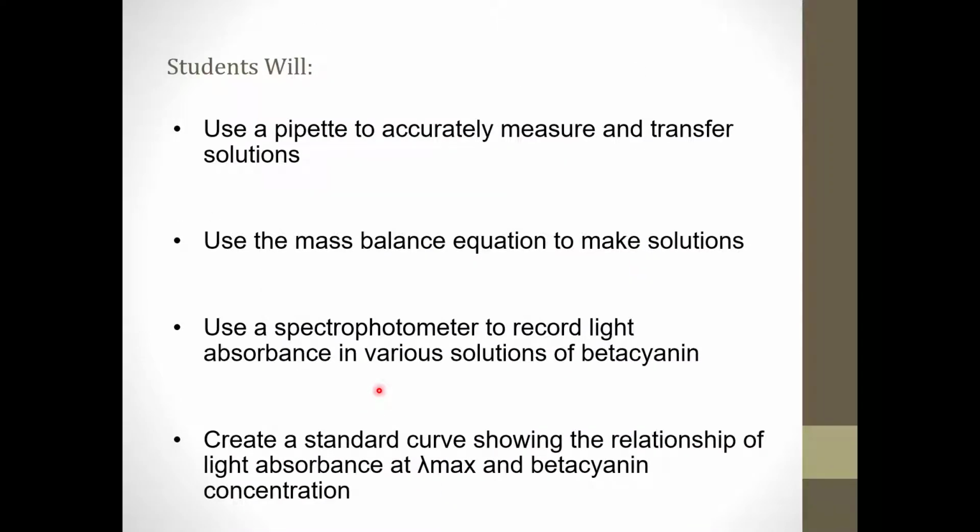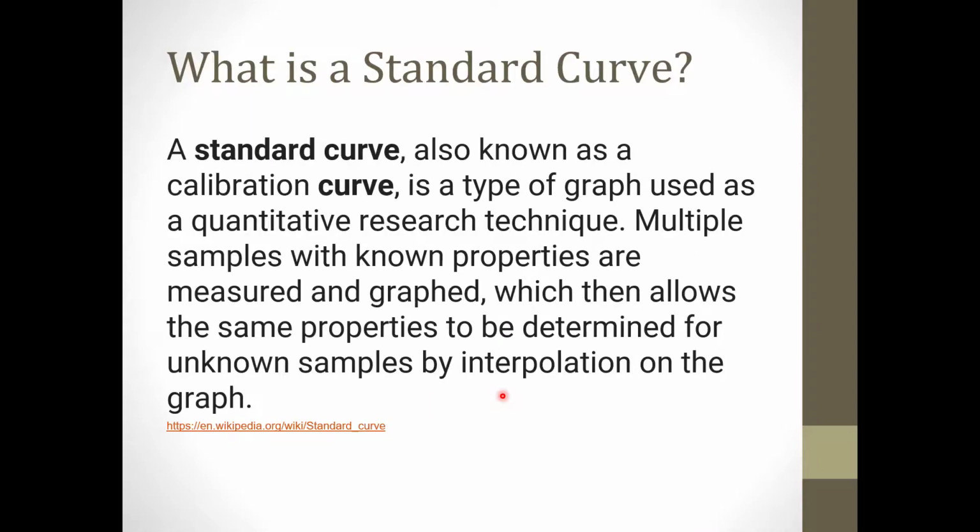So if we were in person this week, we would be learning to use a pipette. We would use the mass balance equation, which I do expect you to work on. You would use a spectrophotometer to record light absorbance in various solutions of beta-cyanin and create a standard curve showing the relationship of light absorbance at lambda max and beta-cyanin concentration. Now, I don't expect you to know all this terminology yet, but we'll get there, okay?